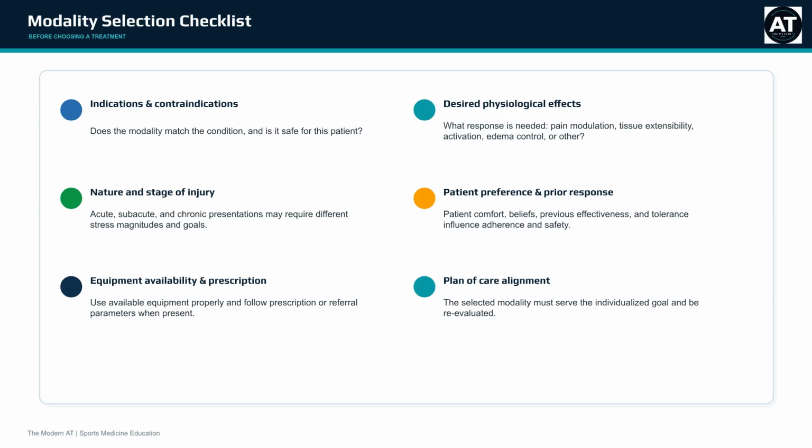Before choosing a modality, screen both purpose and safety. Indications ask whether the modality fits the condition. Contraindications ask whether it should not be used for this patient or body region. The desired physiological effect should be named clearly, such as pain modulation, tissue extensibility, edema control, activation, or circulation change. Injury stage matters because acute, subacute, and chronic tissues tolerate stress differently. Patient preference and previous response affect adherence and safety, but they do not override contraindications. Equipment availability, prescription parameters, and alignment with the plan of care complete the decision.